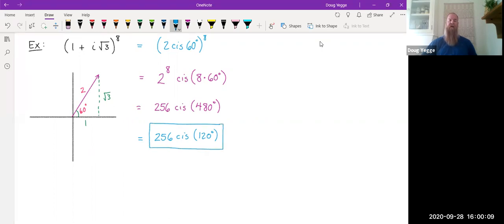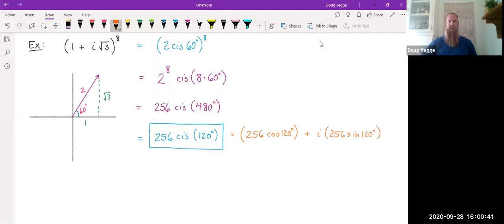But since I was taking a rectangular form and raising to the power of 8, it would still be good for us to be able to convert this back into rectangular form. And so why don't we rewrite this by realizing that the x coordinate is going to be 256 times cosine of 120 degrees, while I'm going to have my i component, which is 256 times sine of 120 degrees.